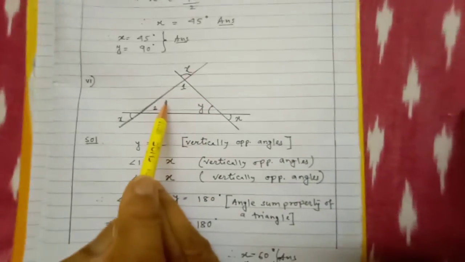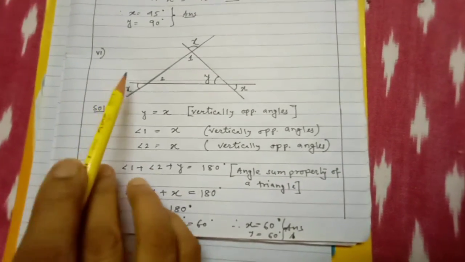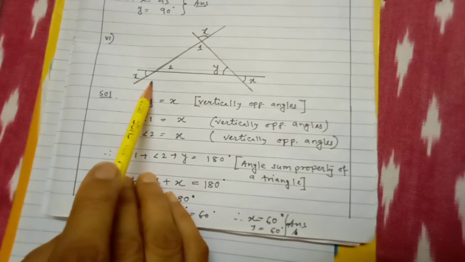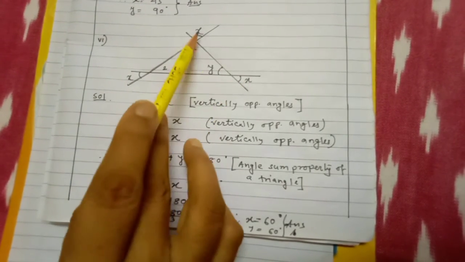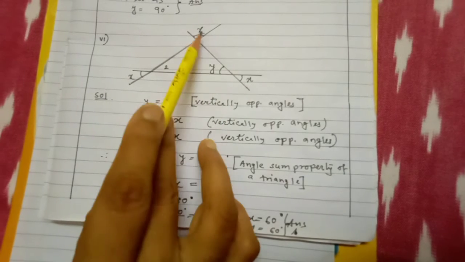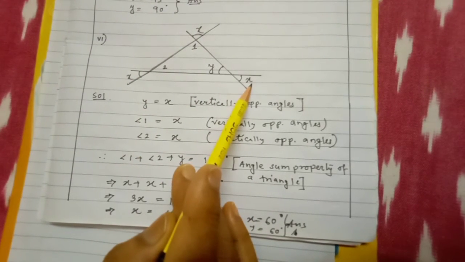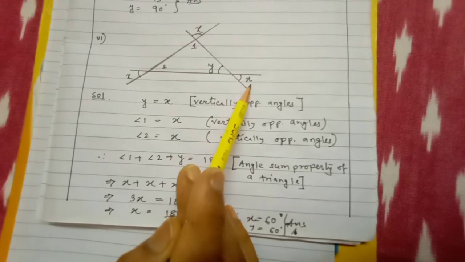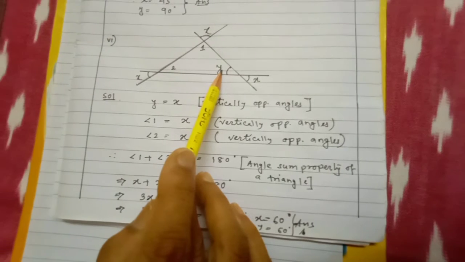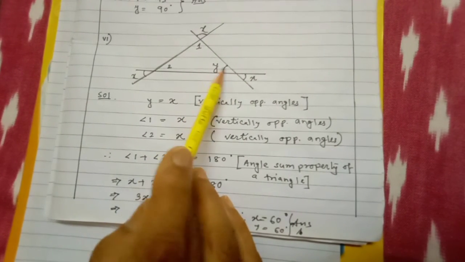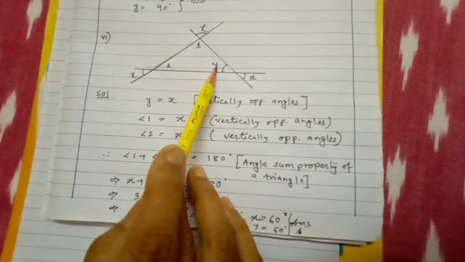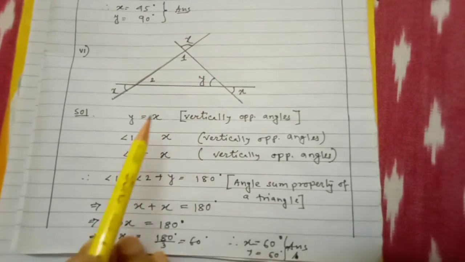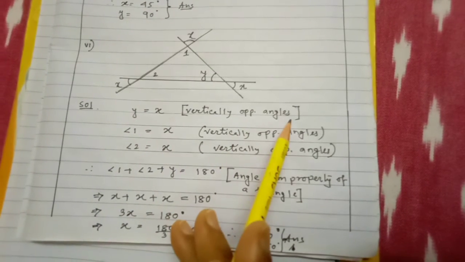Next diagram, question number 6. Check the diagram properly. Here it is written all the outside angles are given x, and here it is given y. The position of these two angles are vertically opposite angles. So I can write y is equal to x. Understood? Because vertically opposite angles are always equal.